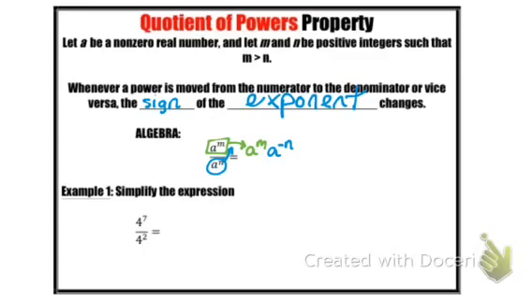Alright, so now, since we have the same two bases, I use my product of powers rule, and I keep my a and add my exponents together. So I have m plus a negative n, which is the same thing as m minus n.